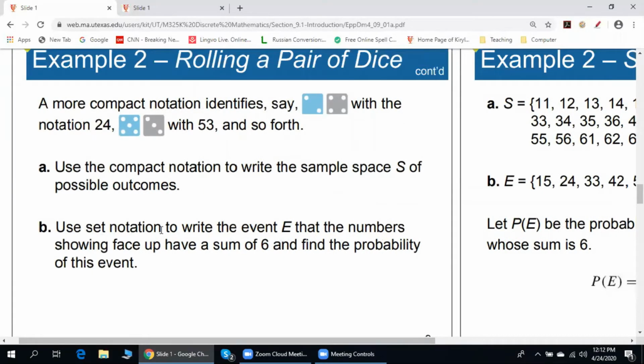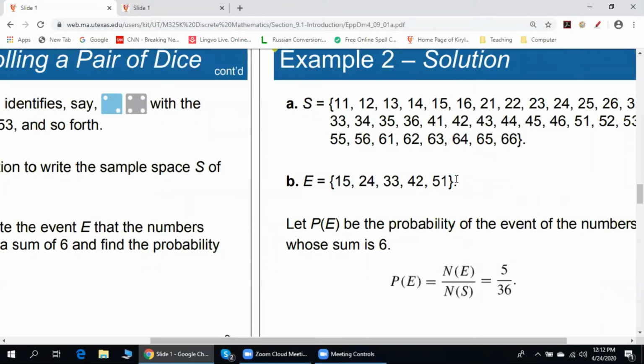Number 2, use the set notation to write down the event E that the numbers showing face up have a sum of 6. Here is this event. Die number 1, 1, die number 2, 5. Die number 1, 2, die number 2, 4. And so on. Note that this event is indeed a subset of the sample space. Lastly, in order to find the probability of this event, we divide the number of elements here, which is 5, by the number of elements here, which is 36.